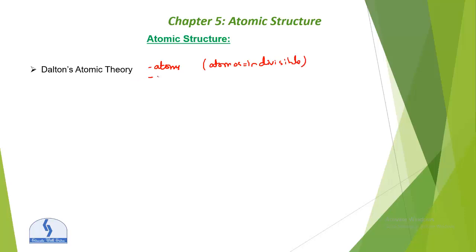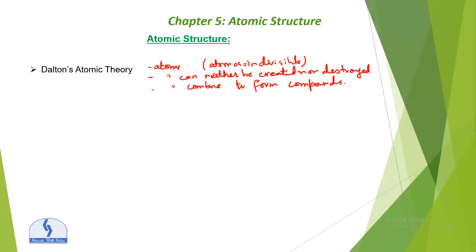According to Dalton's atomic theory, atoms can neither be created nor destroyed. Atoms of the same element are identical, and atoms of different elements have different mass and size. Atoms combine to form compounds. Okay, so this is all about Dalton's atomic theory.